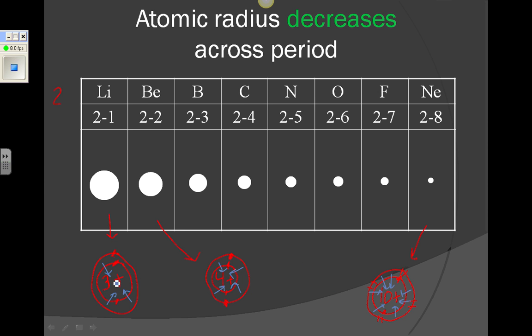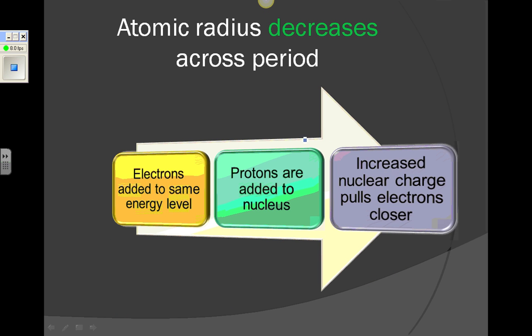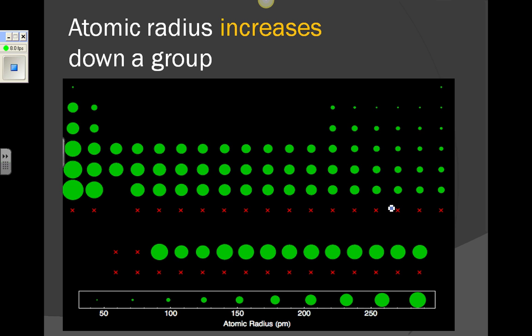So you can see here, there's a little bit of attraction, 3 arrows. Here we have 4, a little bit more attraction, but here we have a lot more. So as you can see, more protons bring that electron cloud closer in. Here's just a visual thinking map to help you remember. Electrons are added to the same energy level, while protons are being added to the nucleus. That leads us to having an increased nuclear charge, pulling the electrons closer and making the atom smaller.